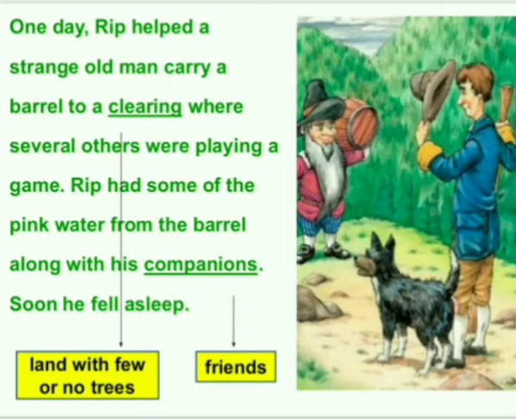One day, Rip helped a strange old man carry a barrel to a clearing where several others were playing a game. Here clearing means a land with few or no trees. Rip had some of the pink water from the barrel along with his companions. Companions means friends. Soon he fell asleep. That means one day Rip helped an old man to carry a big drum filled with some liquid to the mountains. Then he drank some pink-colored water from it and he fell asleep.